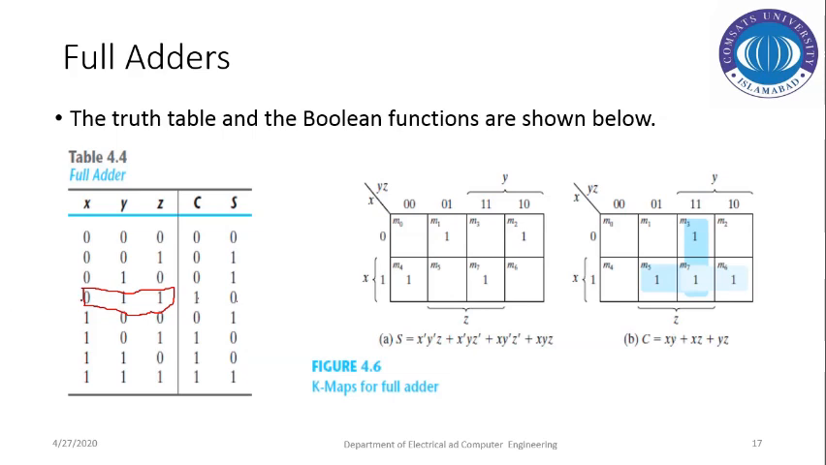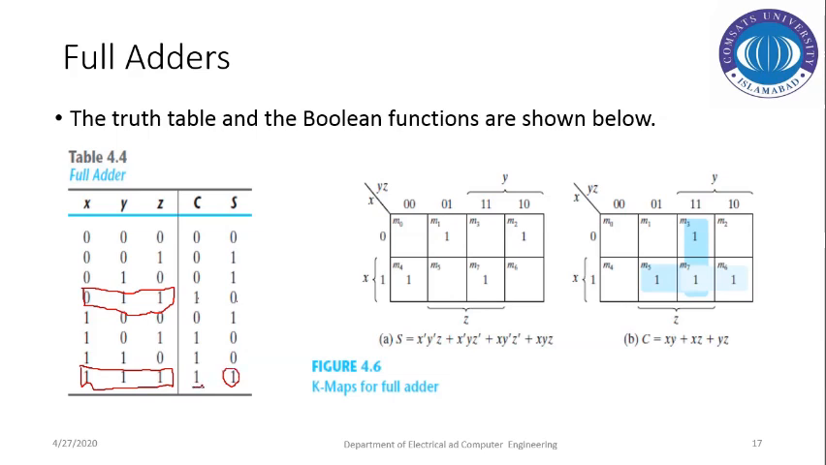So 0 plus 1 plus 1 is basically equal to 2. So 10 is basically the result. So 0 is the value of sum and 1 is the value of carry. Similarly, for the last combination, 1 added with 1 and again added with 1, the result is 3 basically. So the sum bit is also 1 and the carry bit is also 1.